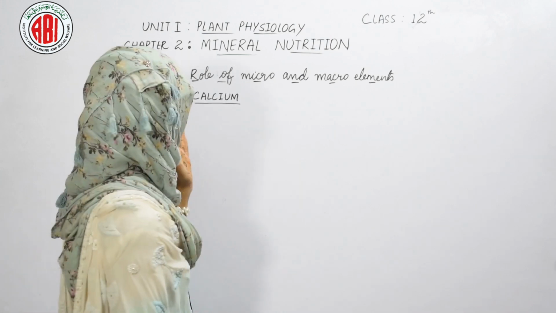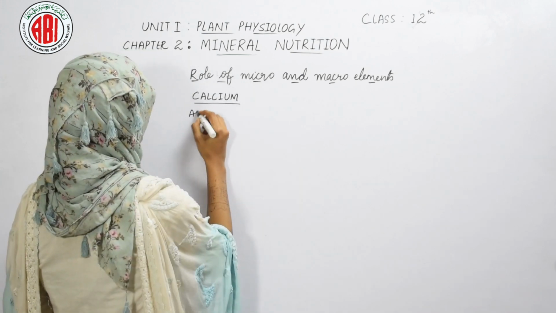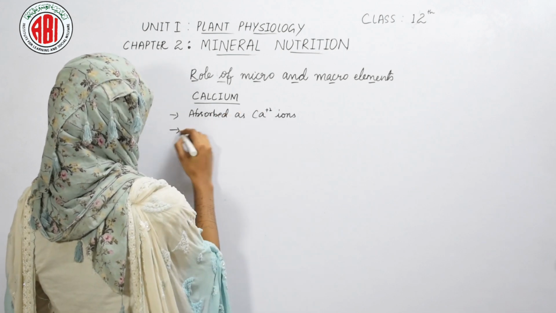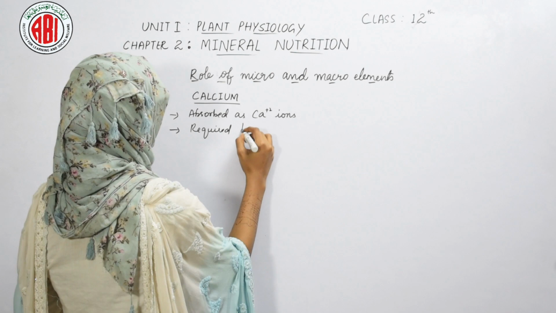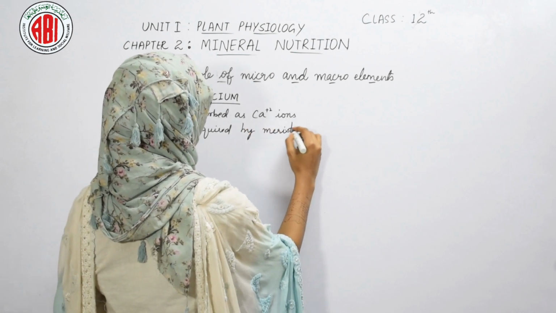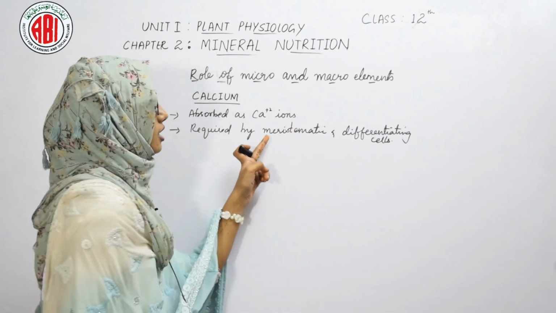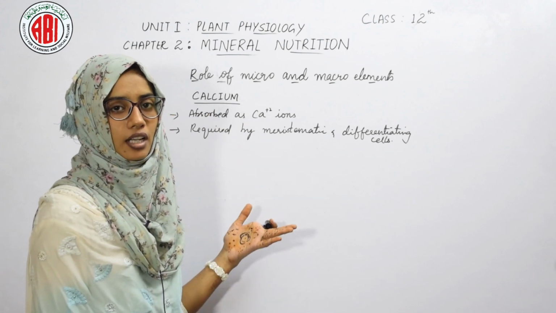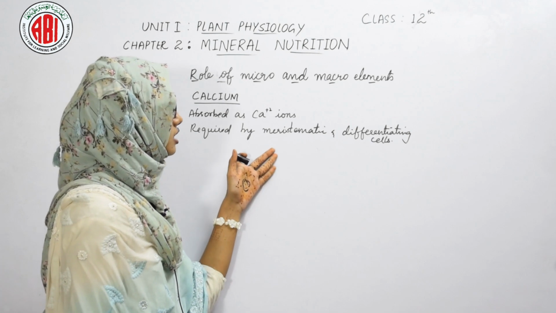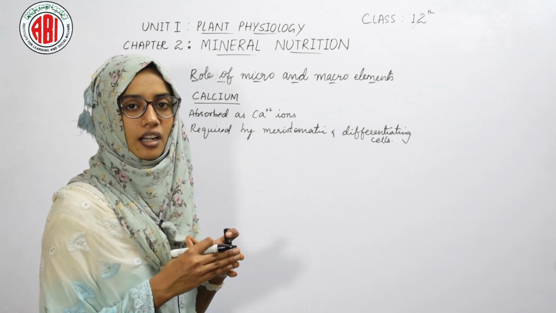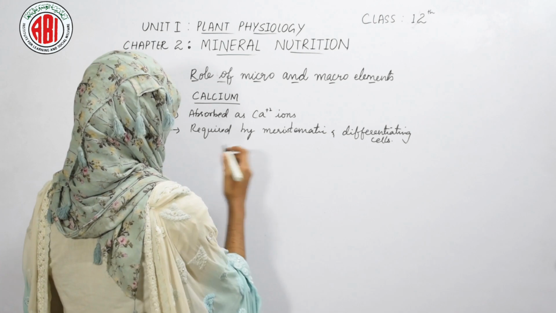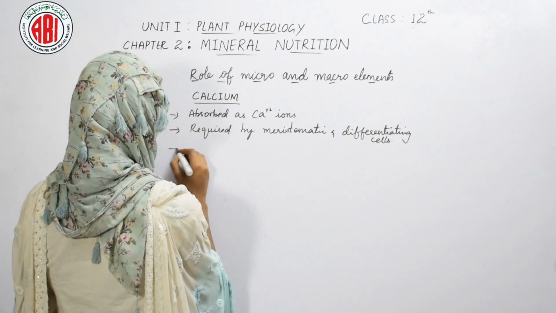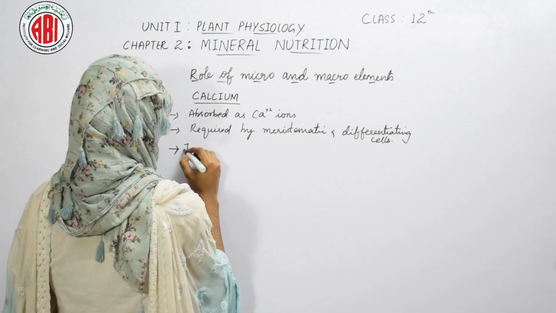The next element is calcium. Calcium is absorbed from the soil as calcium ions, and it is required by the meristematic tissues and the differentiating cells. As I have already told you, meristematic tissues are continuously dividing cells, and these continuously dividing cells divide till they reach maturity. So calcium ions are required by these meristematic tissues and the differentiating cells.